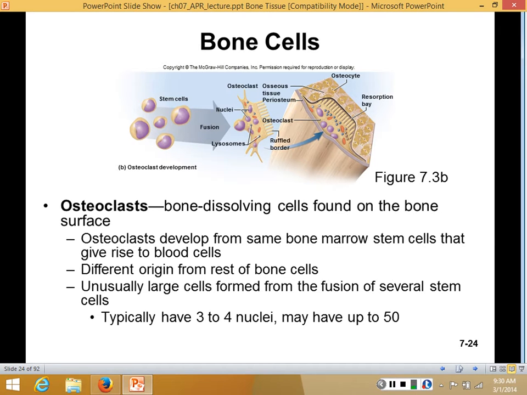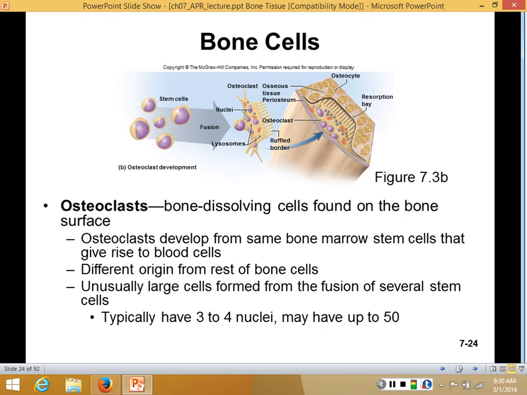Out of the 4 bone cells, this one right here is the only one that's multinucleated because it has a lot of nuclei. So they eat their way. Your book says they etch their way into the bone, and that's where they actually live. They develop from the same bone marrow stem cells that give rise to your blood cells. I mentioned that earlier, before I started talking about each one of them.